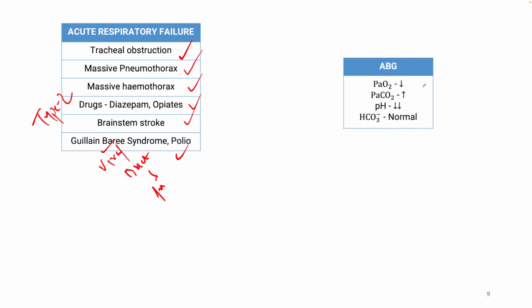Now what is the ABG picture? PO2 will be decreased, and PaCO2 will be increased, of course, because it is type 2. pH can severely decrease and bicarbonate level can be normal. This is the clinical finding which will help you to determine whether it is acute or chronic, along with the reasons.